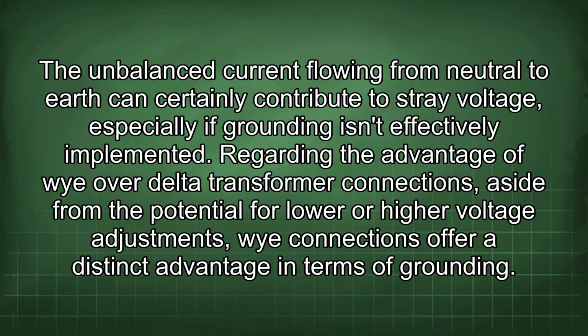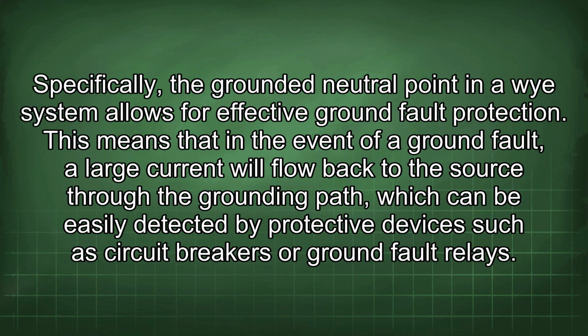The unbalanced current flowing from neutral to earth can certainly contribute to stray voltage, especially if grounding isn't effectively implemented. Regarding the advantage of Y over delta transformer connections, aside from the potential for lower or higher voltage adjustments, Y connections offer a distinct advantage in terms of grounding. Specifically, the grounded neutral point in a Y system allows for effective ground fault protection.